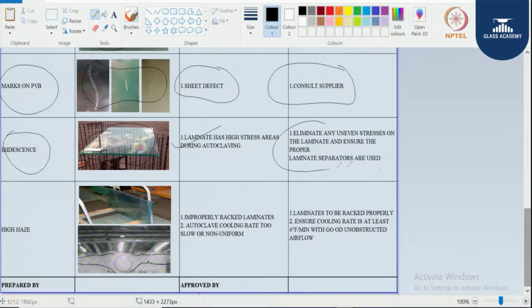The next defect that is going to arise is high haze. You can see here in the figures there is a high haze on the glass. This is because of improperly racked laminates, or autoclave cooling rate being too slow or non-uniform. We can overcome this issue by racking laminates properly. Ensure the cooling rate is at least 4 degrees Fahrenheit per minute with good airflow.